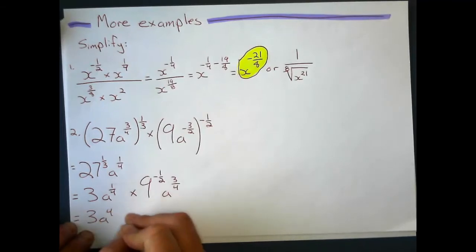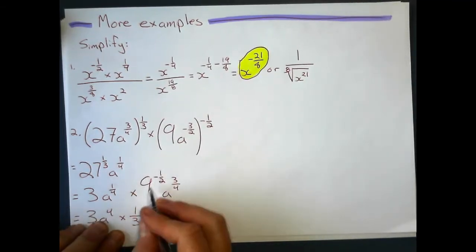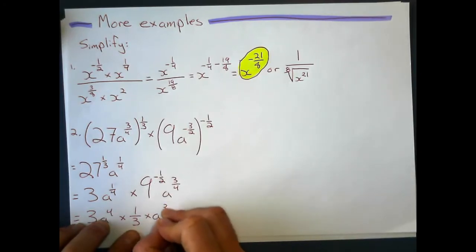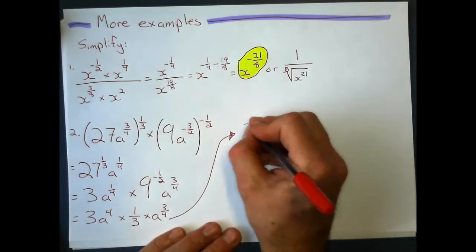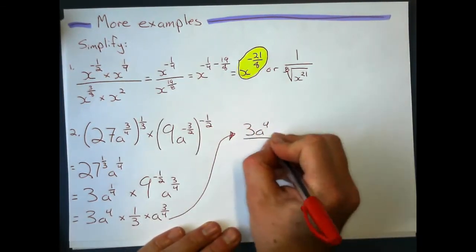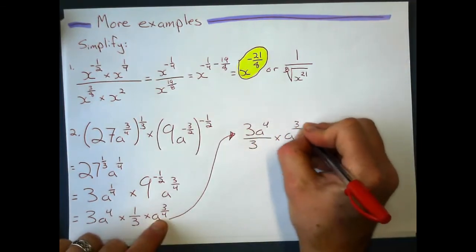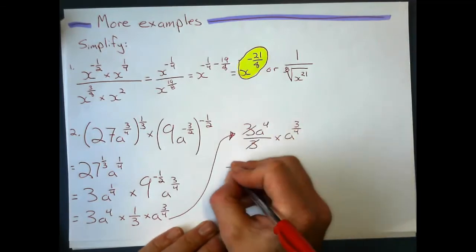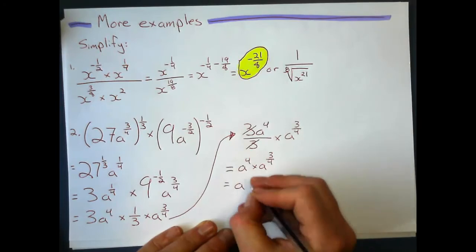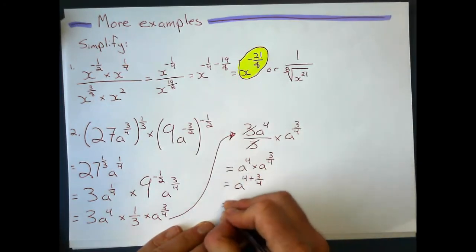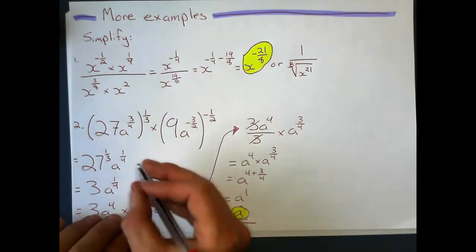Well, let's rewrite this first expression. 3a to the power of 4 times, what's 9 to the negative 1/2? What does that mean? It means 1/3 times a to the power of 3/4. So I'm going to multiply this big mess together. It's not a mess. 3a to the power of 4 over 3, because that's times 1/3. Get it? Times a to the power of 3/4. The 3's cancel out. That's great. So I just get a/4 times a to the power of 3/4. Multiplying powers, I add the exponents. 1/4 plus 3/4 is a to the power of 1. All of that work, and my simplified expression is just a.